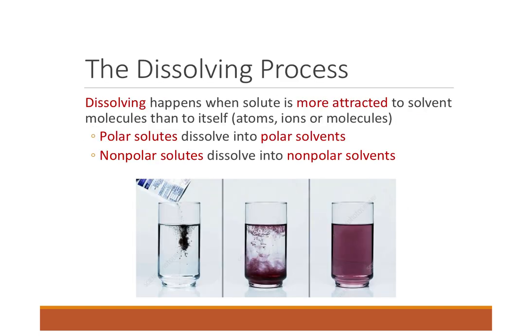So why does anything dissolve anyway? Well, dissolving will only happen when a solute is more attracted to the solvent than it is attracted to itself, whether we're talking atoms, ions, or molecules. We've already experienced, when we were talking about polarity, that polar solutes will dissolve into polar solvents, and nonpolar solutes will dissolve into nonpolar solvents. In the dissolving process, the various particles of the solid solute separate from each other because of their attraction to the particles of the solvent.